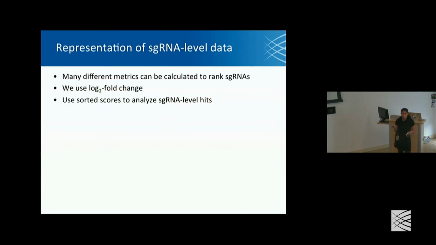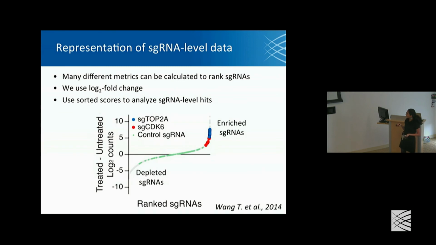There are a lot of different metrics that you can calculate for each of your guide RNA in your library to rank them, and we always use log2-fold changes. You can then sort the scores that you've calculated, in this case log-fold changes, to analyze your guide level hits. And shown here is a figure taken from a publication from the Sabatini lab. On the y-axis is your log-fold change scores, and all of the guide RNAs in the library are sorted here.